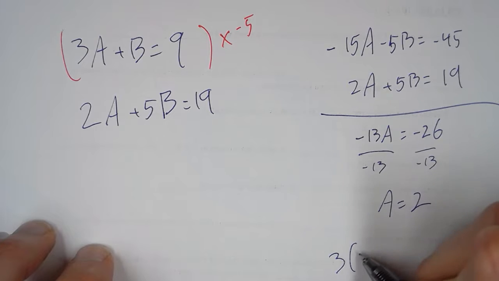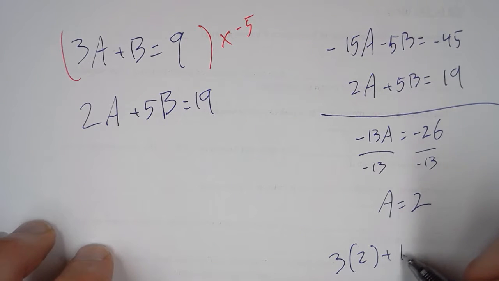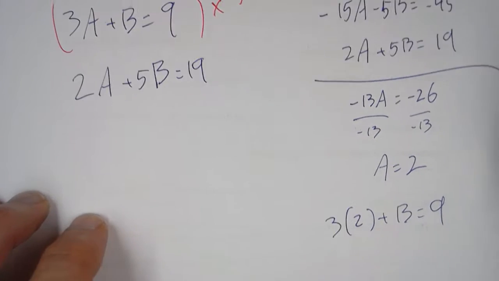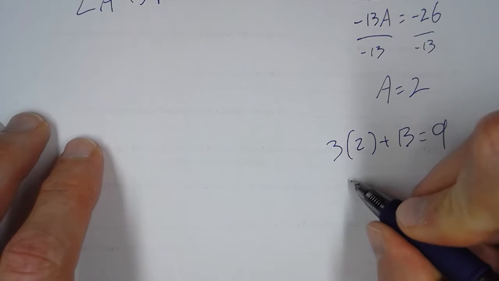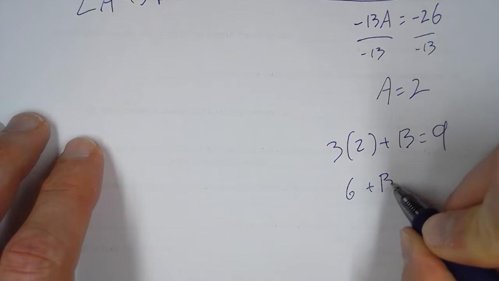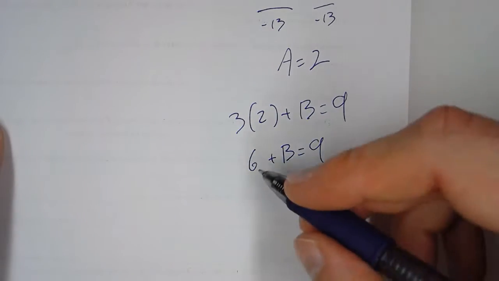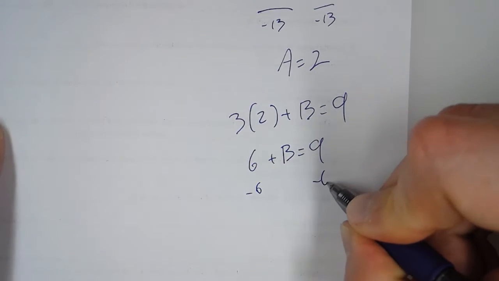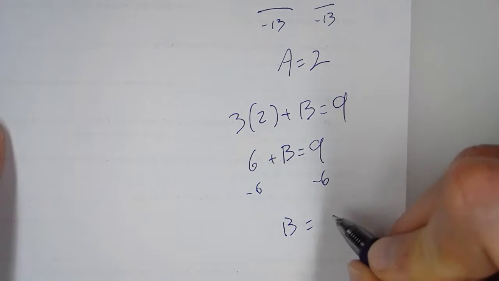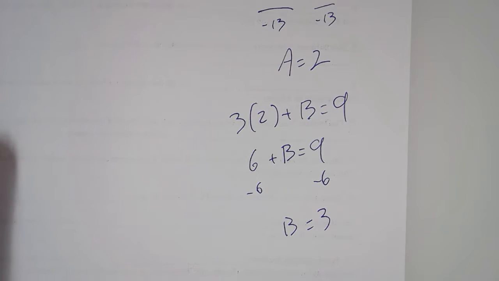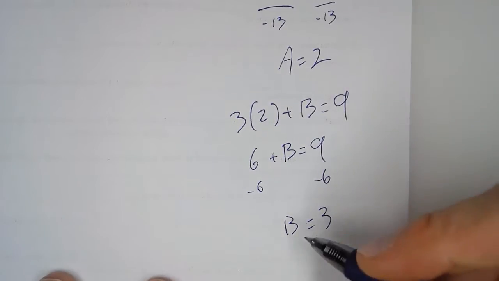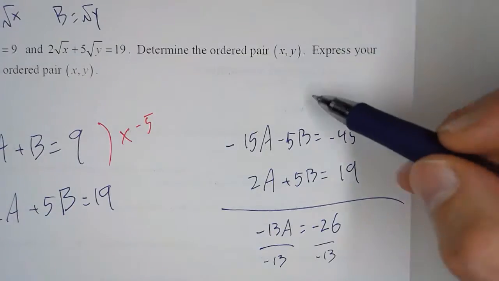So 3 times 2 plus b equals 9. So 3 times 2 is 6 plus b equals 9. So we subtract 6 from both sides. So b equals 3.